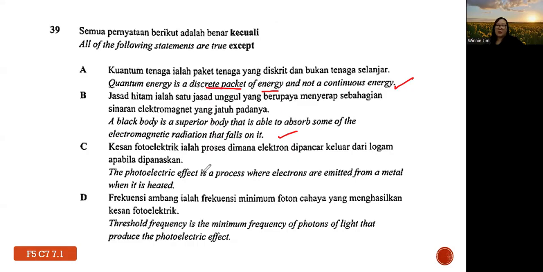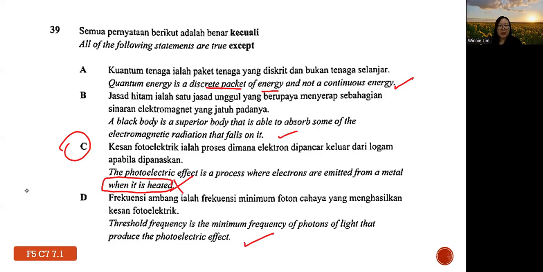And then next, a black body is a superior body that is able to absorb some of the electromagnetic radiation that falls on it. Yes, they are radiator and also absorber of this radiation. Then C, the photoelectric effect is a process where electrons are emitted from the metal when heated. It's not when heated, but when they are hit by light energy at a certain frequency. So this is not a correct idea. Threshold frequency, the minimum frequency of photon that produces the photoelectric effect, is a correct idea.